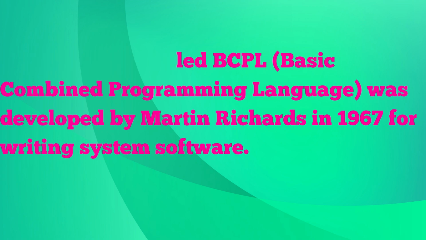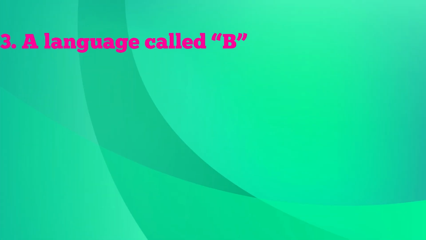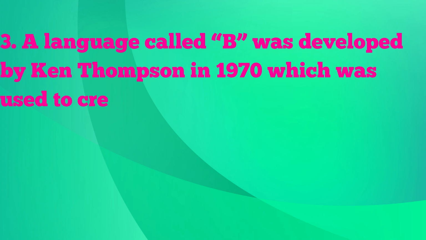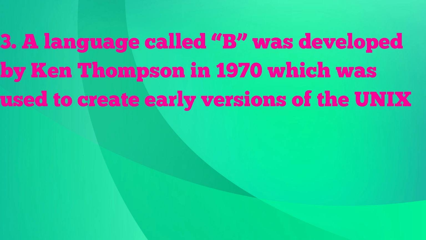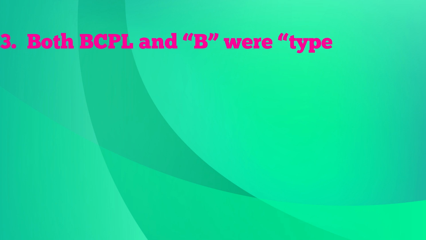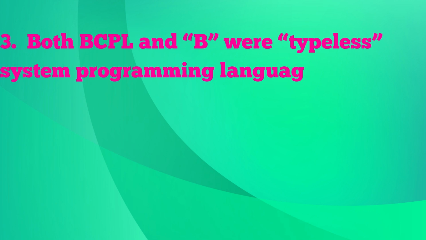writing system software. 3. A language called B was developed by Ken Thompson in 1970, which was used to create early versions of the Unix operating system at Bell Laboratories. Both BCPL and B were typeless system programming languages.